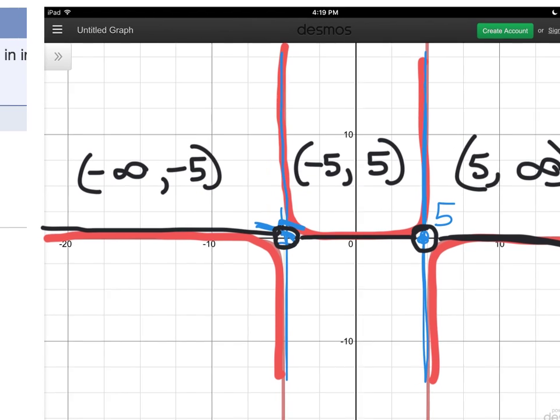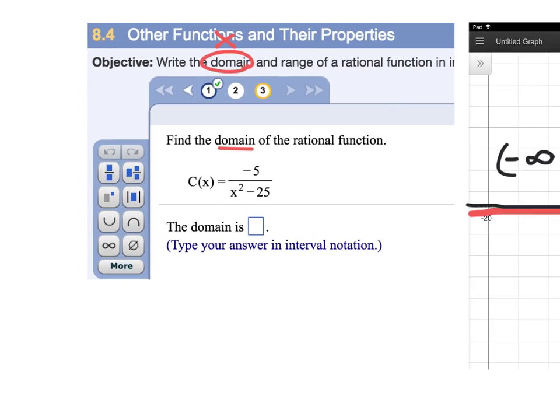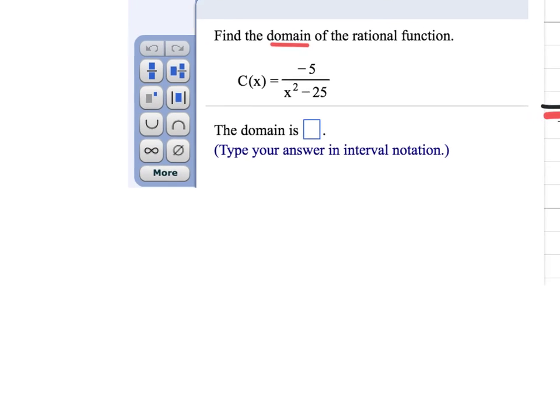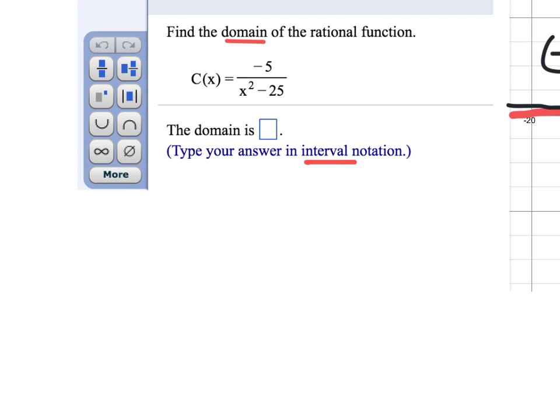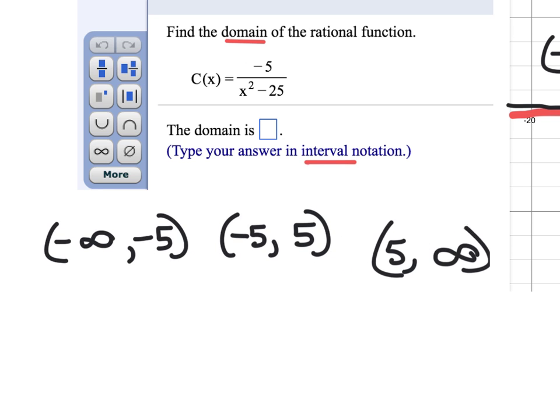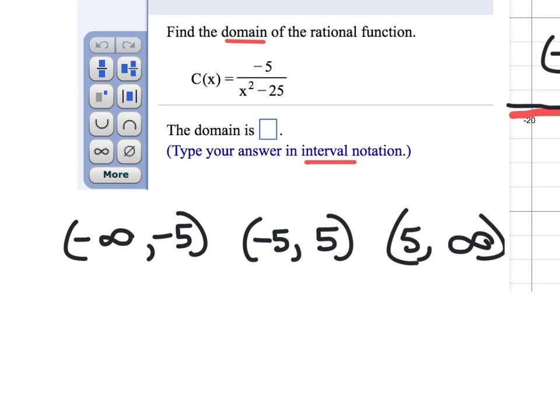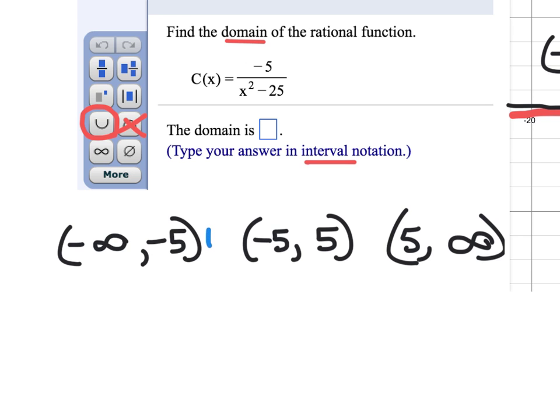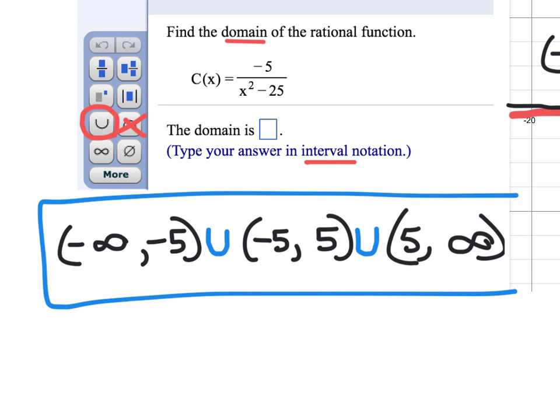And so we're going to go over here. Now, how do we write that in interval notation? Well, you write it like this. Here are our three intervals that I talked about earlier, and then you use the union symbol. And by the way, we're not going to use the intersection symbol, I don't think. So you insert the union symbol right there, and that is your answer.